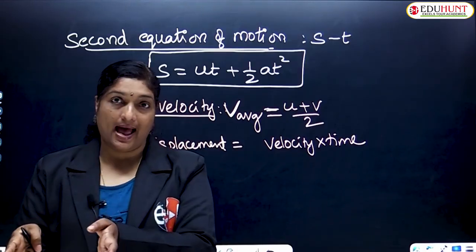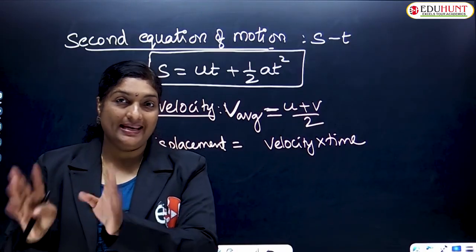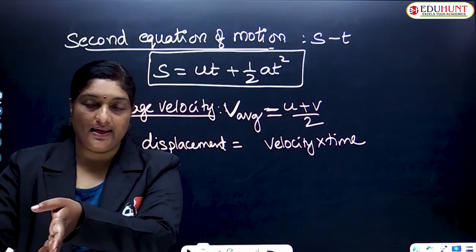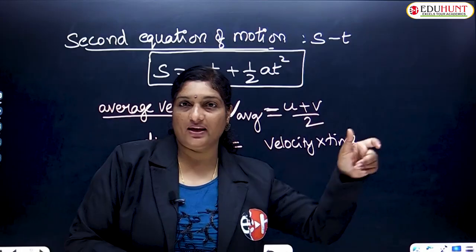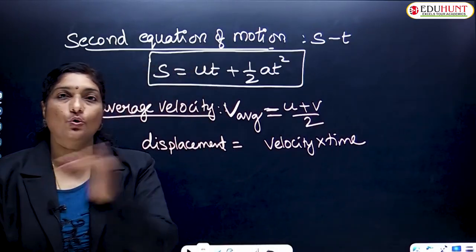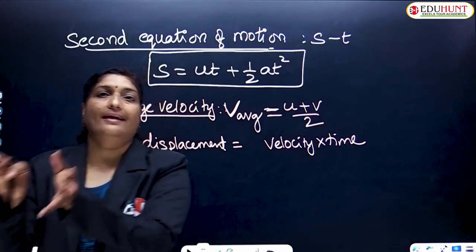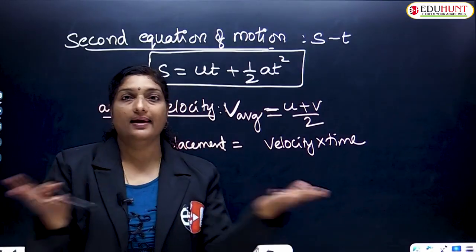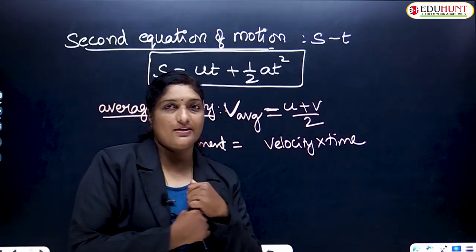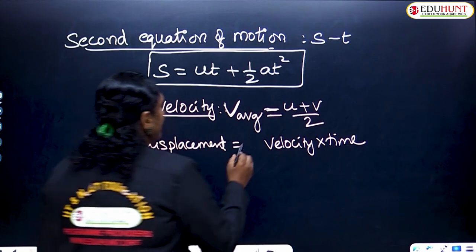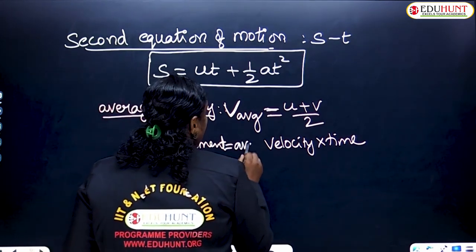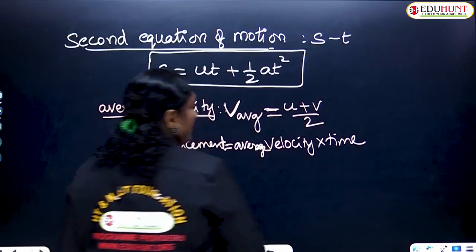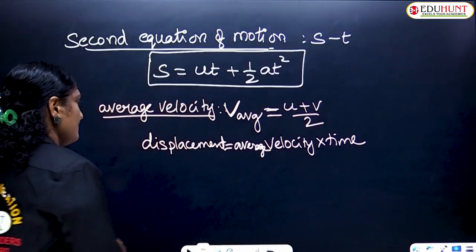At the beginning it has velocity u. The initial velocity at the beginning was u, and the final velocity at the end was some v. Then the average velocity is (u plus v) by 2. So instead of saying either initial or final, let us take the velocity as the average of the two. Hence average velocity, what is this, children? Displacement is written as average velocity into time.